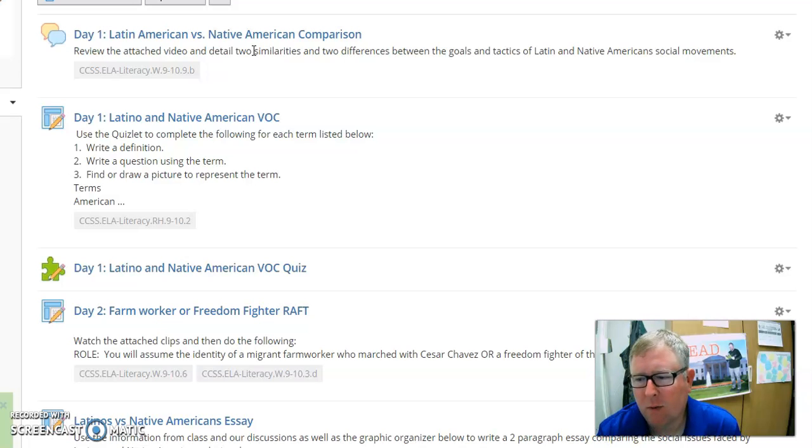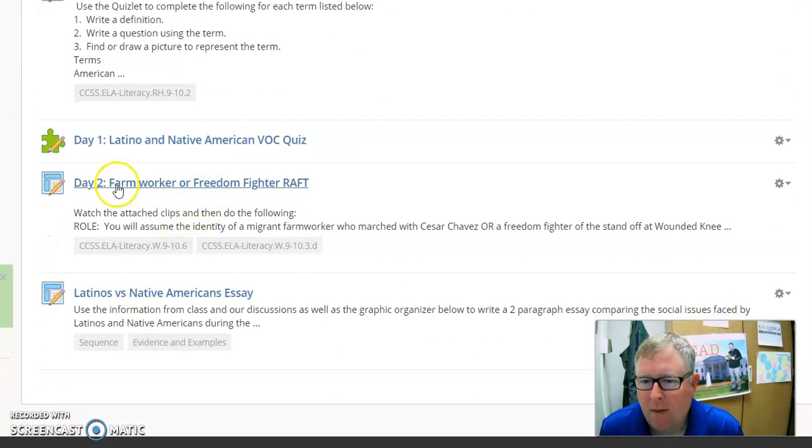So we'll do a similar layout where we'll do a little comparison between their movements, some vocabulary, and a quiz. And then you're going to have a pair deck again, and included with that pair deck will be an assignment where you'll have to take on the role of either a freedom fighter for the Native Americans or one of the migrant farm workers and write a little story.